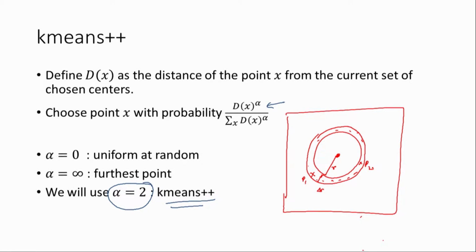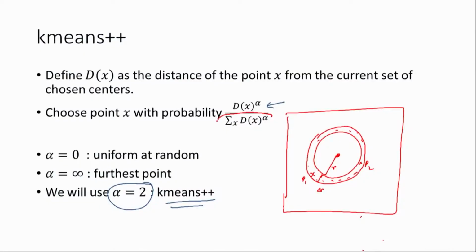They're equally likely to be chosen, right? Because the normalization is the same for everybody. It's the sum of all the dx's. And for P1 and P2, the numerator is basically the same, because it depends on the distance of P1 and P2 from the center.